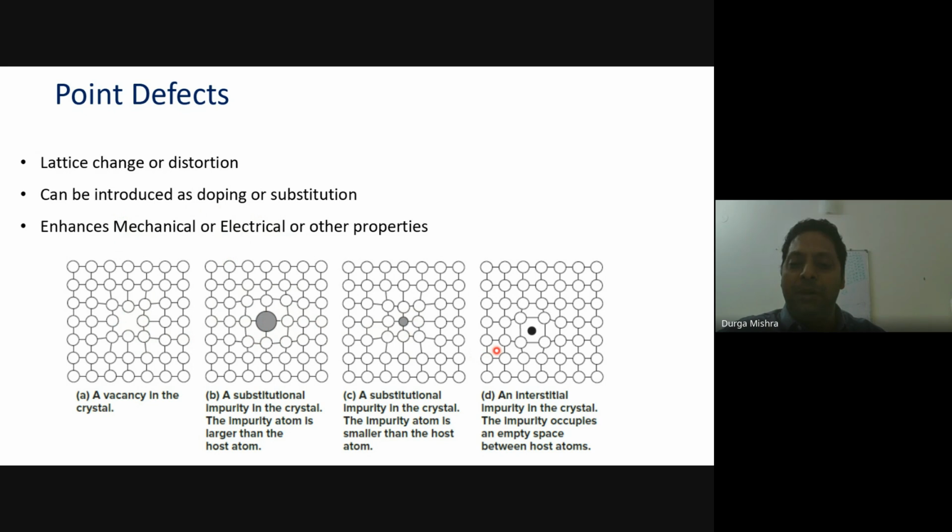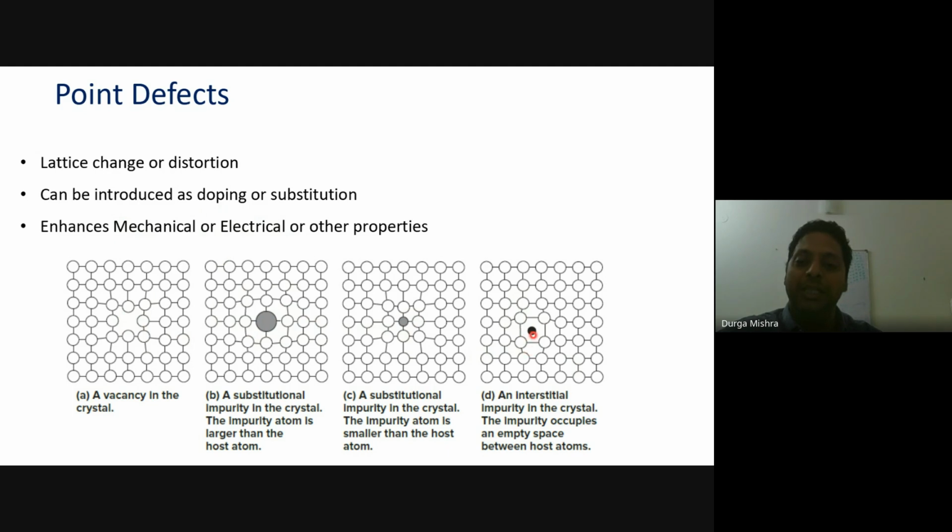Another possibility of this point defect is the interstitial substitution. Interstitial means we have some space in between these big atoms. Let's say we have these big atoms, and there is some space available here. So I can normally put a smaller atom within this. That is also definitely going to change the structure, and it is going to change the properties as well. So this is an interstitial substitution.